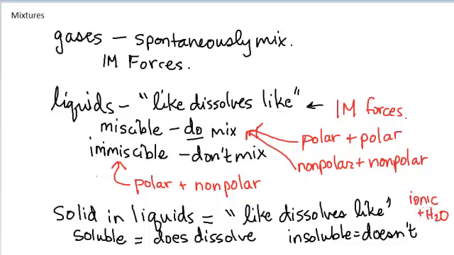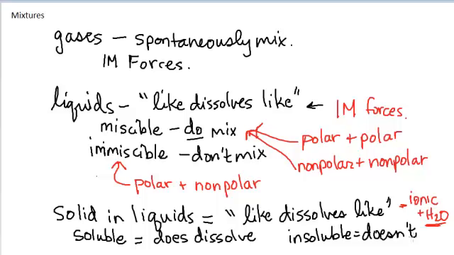Ionic compounds have ionic forces because they're ionic. Water is a polar molecule, so it has dipole forces as well as London forces because it's covalent, but it also has hydrogen bonding, which tends to be the strongest of the intermolecular forces in general. And so these forces of hydrogen bonding between the water molecules are similar enough to the ionic forces of the ionic compound that these do tend to dissolve in each other.